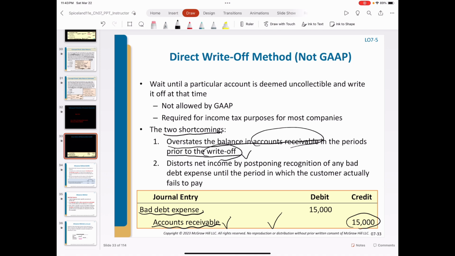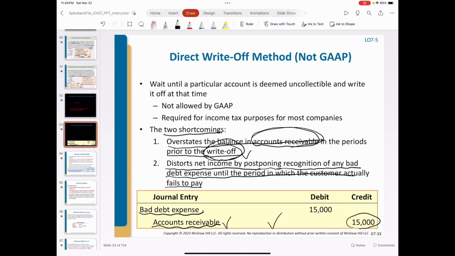It also distorts net income by postponing recognition of any bad debt expense until the period in which the customer actually fails to pay. Before the company makes the journal entry for this write-off, the bad debt expense was understated, and accounts receivable as an asset was overstated. If the company waits until the write-off is confirmed, the balance of accounts receivable in the current period is overstated. So we cannot wait. Instead, we use allowance methods.